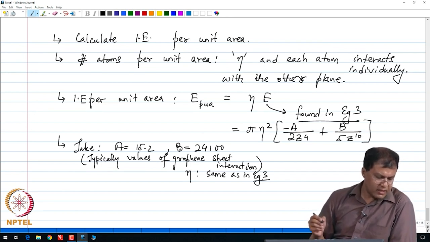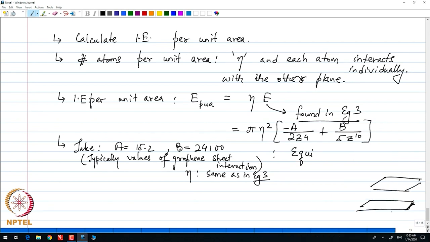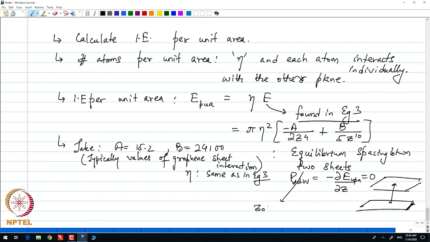We find that the equilibrium spacing between the two sheets. So, how can we find the equilibrium spacing between the two sheets, the static equilibrium? By finding the force or minimizing the energy. So, nature is going to provide us with the equilibrium when the energy of interaction is minimum, right. So, it turns out that the equilibrium spacing between two sheets: the derivative of the energy with respect to z, E PUA, differentiate and set equal to 0. From here I get that my equilibrium spacing z naught turns out to be B by A to the power 1/6, and that comes out to be 3.41 angstrom. Now, what is the issue here?